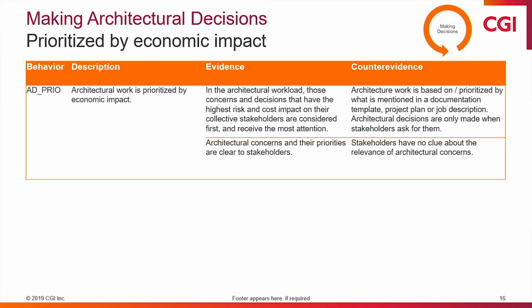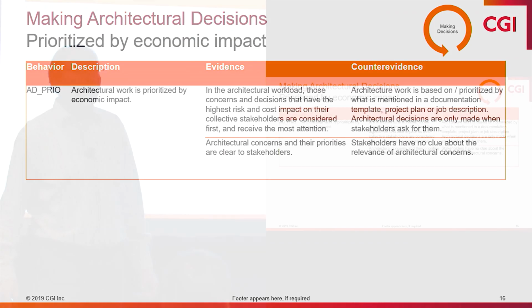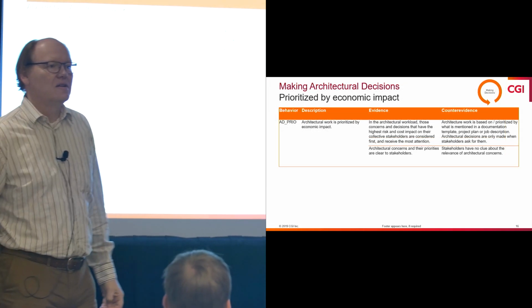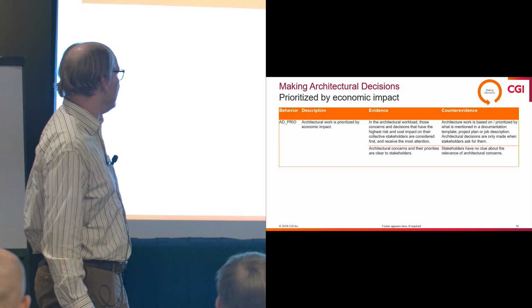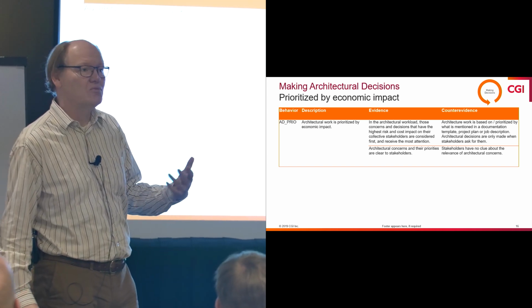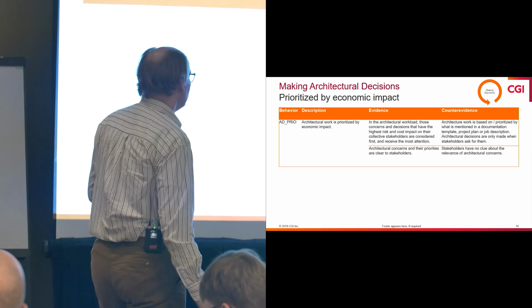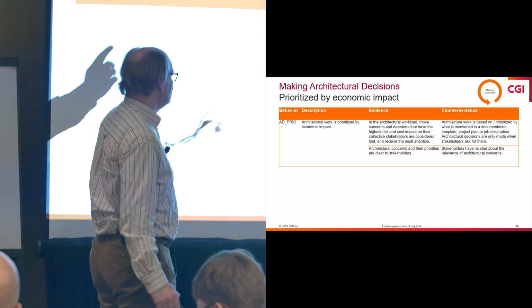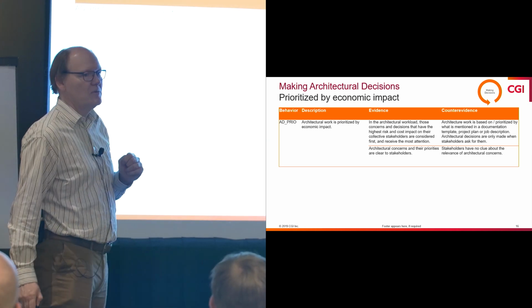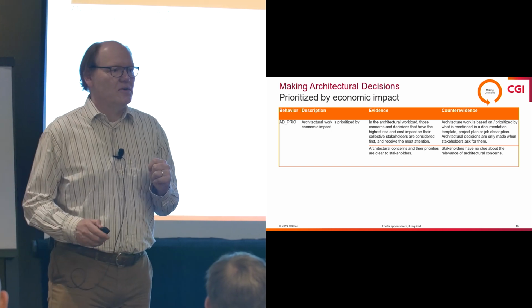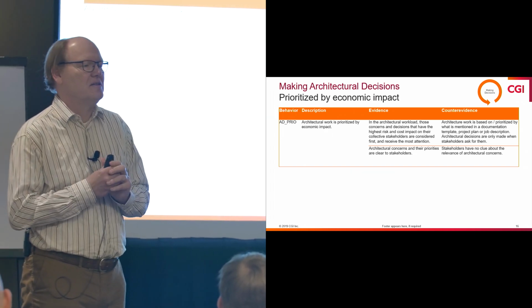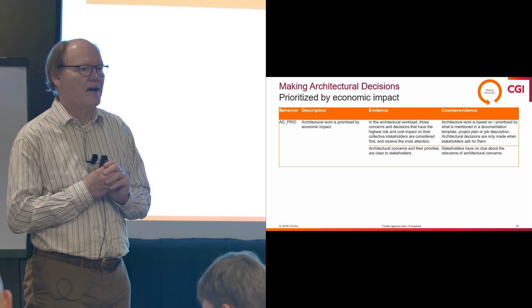A second evidence of this behavior is that architectural concerns and their priorities are clear to the stakeholders. Because if you prioritize by economic impact, then that makes it much clearer to stakeholders why you are spending time on particular stuff rather than on other issues. So that would be counter evidence if they have no clue about this. So think about your organization and give yourself a number from 1 to 5.